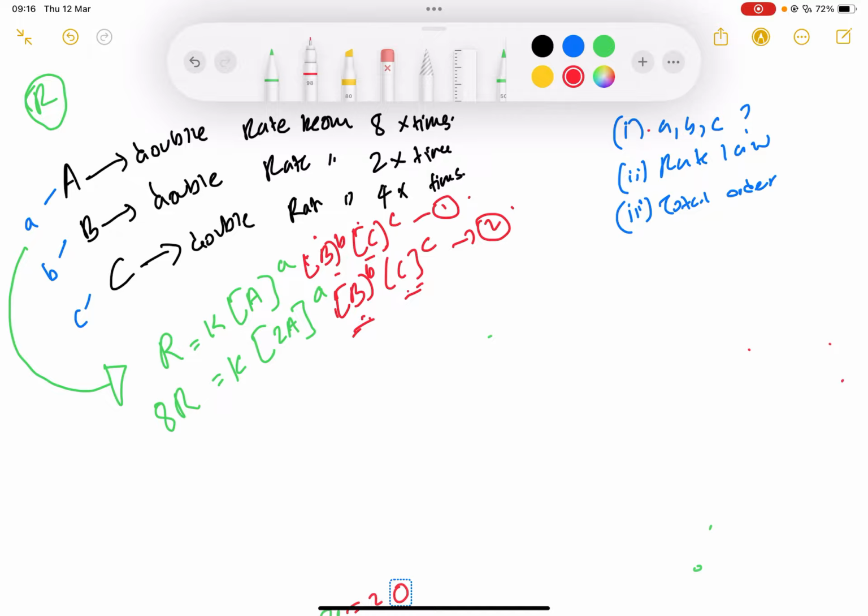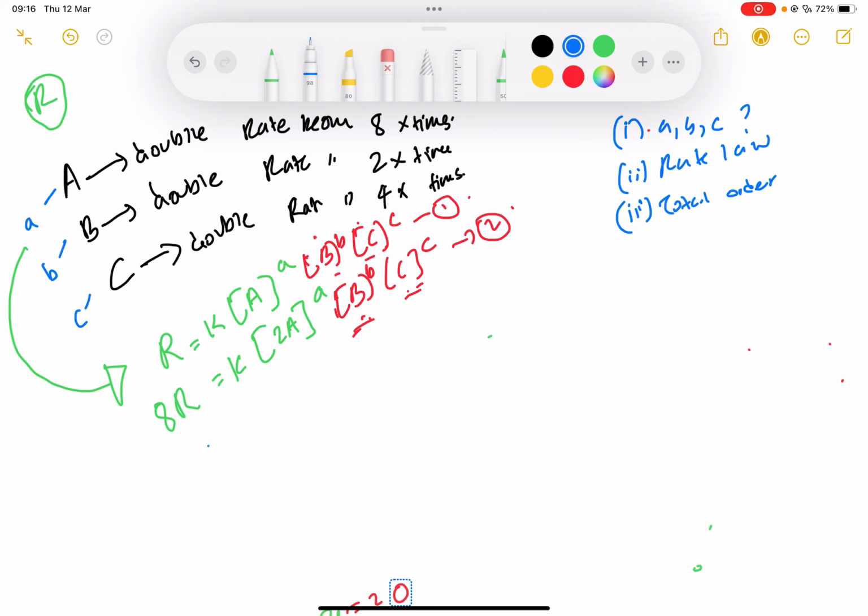Okay, so if you want to find the rate order of A, you have to choose two situations where the other reactants' concentrations are the same. Then they will get cancelled and you can easily find it. Okay, they will be the same. That's how, when we do essay questions, you will easily understand that.